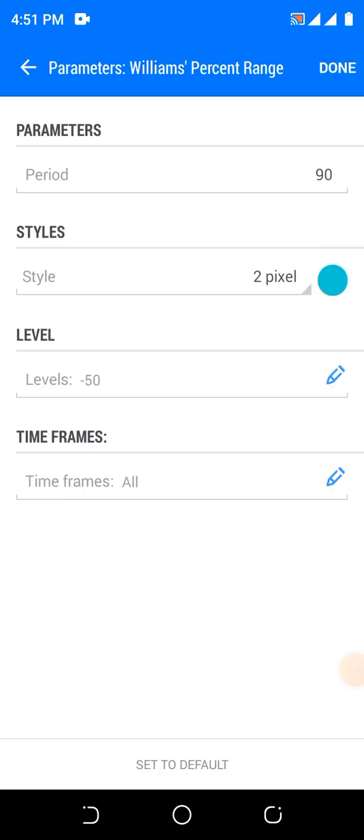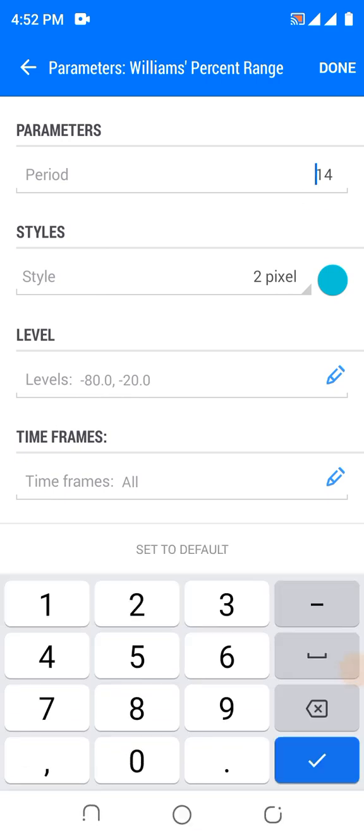Now here are the settings. But let me set it to the default so that I'll start afresh so that you will be able to set it on your own. So this is the default setting for Williams Percent Range. This is what you're going to see on your screen. All right, now you change the period to 19. So that is the first thing.